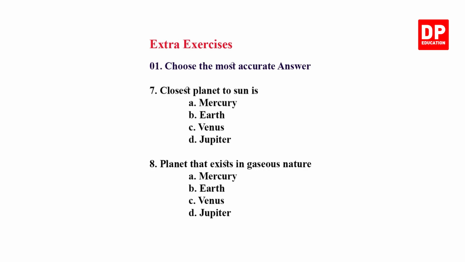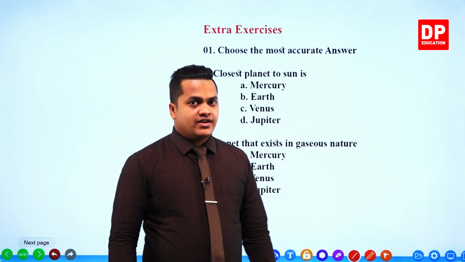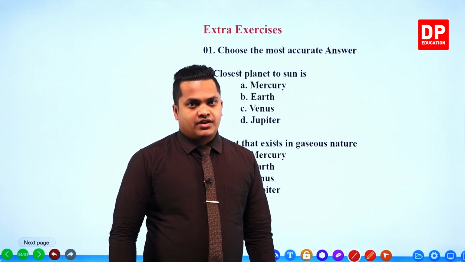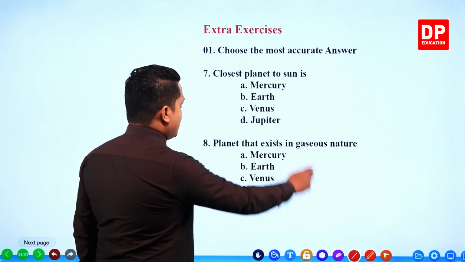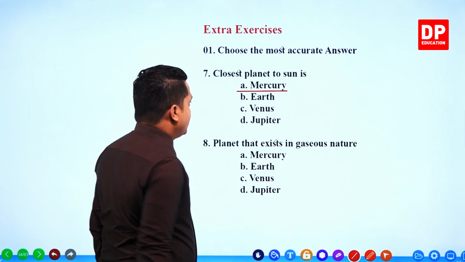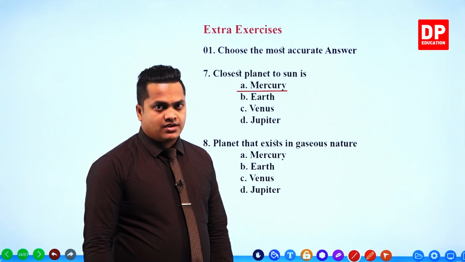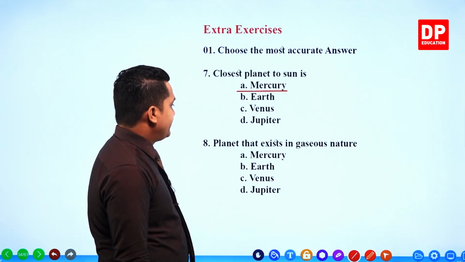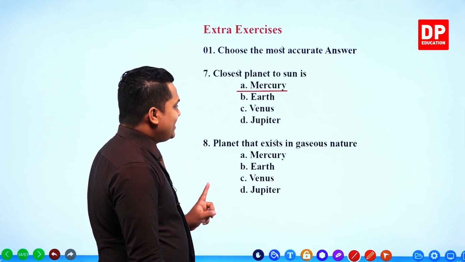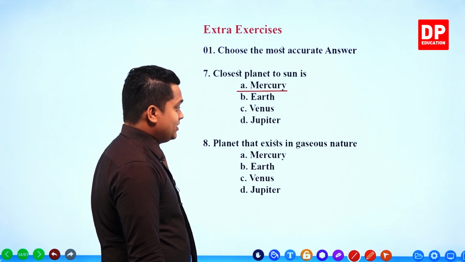The closest planet to the sun is, it's very simple, my dear children. The closest planet to the sun is the planet Mercury. So the first answer itself is correct. The closest planet to the sun is the planet Mercury. Next one, planet that exists in gaseous nature.